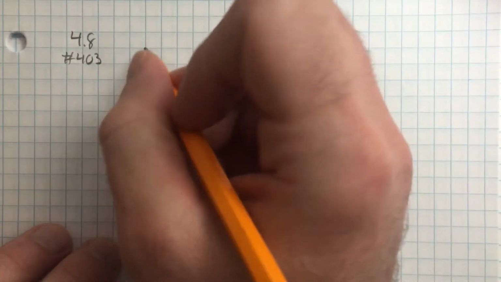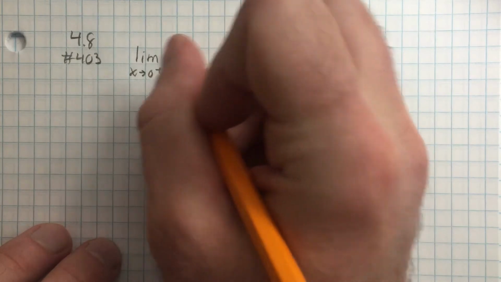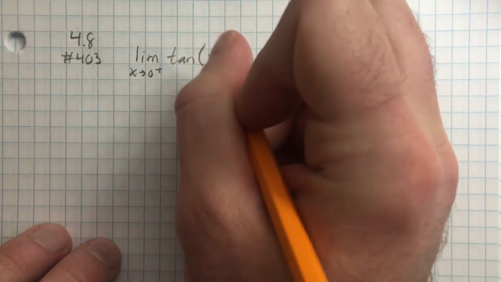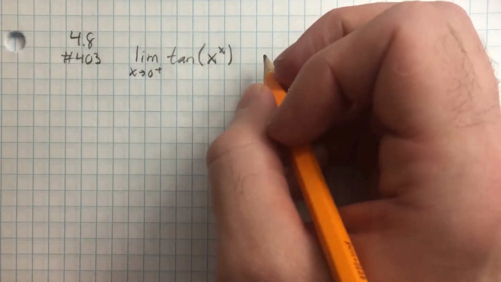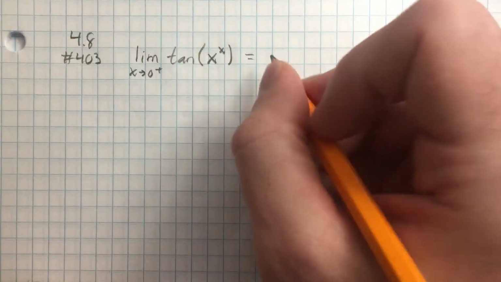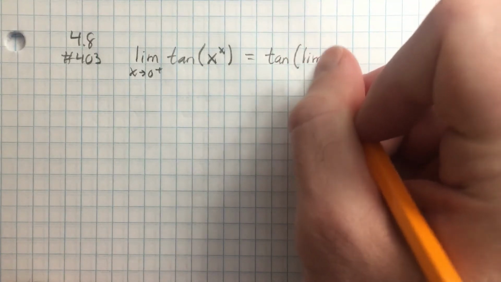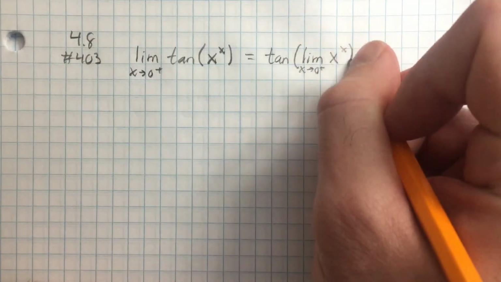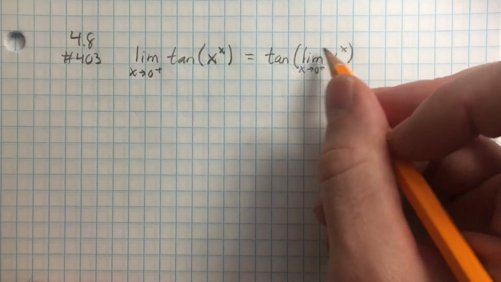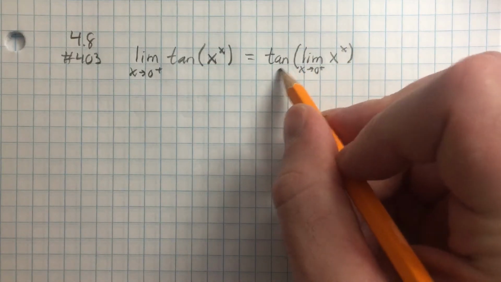4.8, number 403. We have the limit as x approaches 0 from the right of the tan function with the tower function composed within it. Since the tan function is continuous, this should be the same as the tangent of the limit as x approaches 0 from the right of the tower function, assuming that this limit exists. If it doesn't exist, then there's nothing to talk about in the first place. But if this exists, then the answer is just tan of this result.